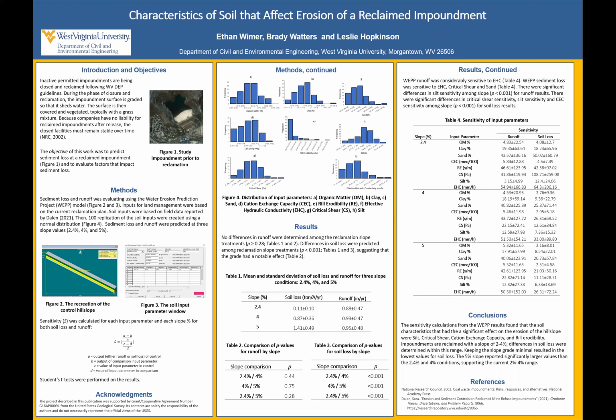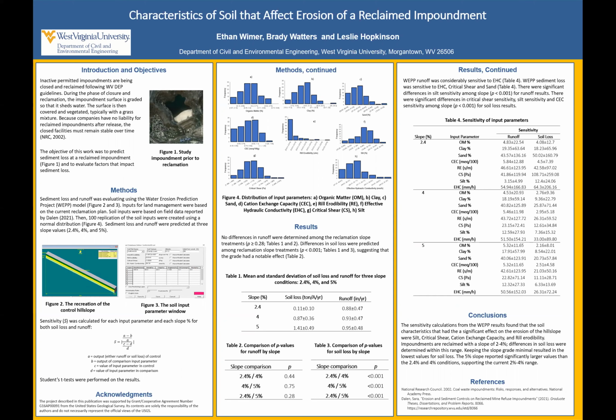The results of the sensitivity and p-value calculations indicated that the slope made no difference on the result of the runoff value, but had a notable effect on the amount of soil loss reported by the simulation. As for the input parameters of the soil, the runoff result was impacted by the effective hydraulic conductivity, while the soil loss result was impacted by effective hydraulic conductivity, the critical shear, and the percent of the composition made of sand.